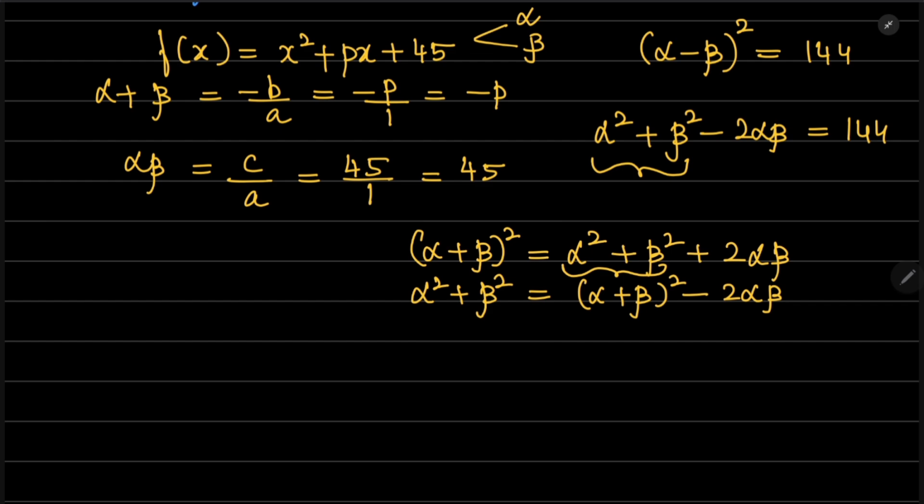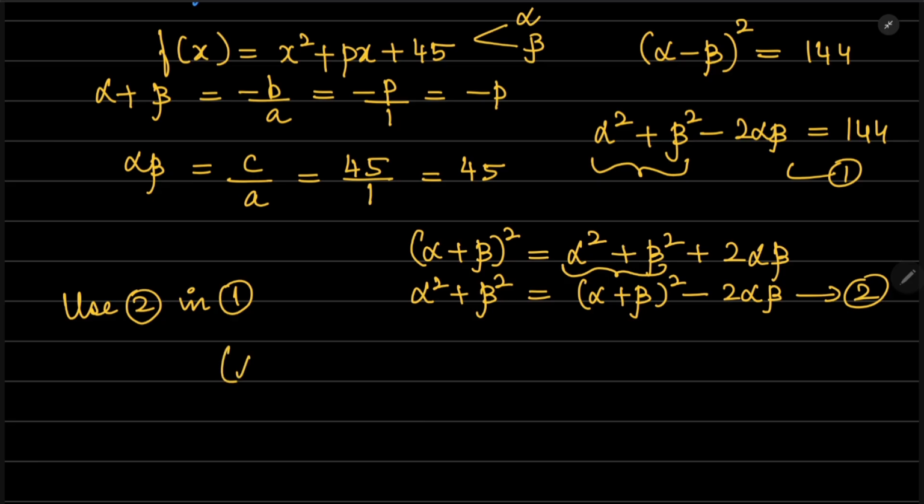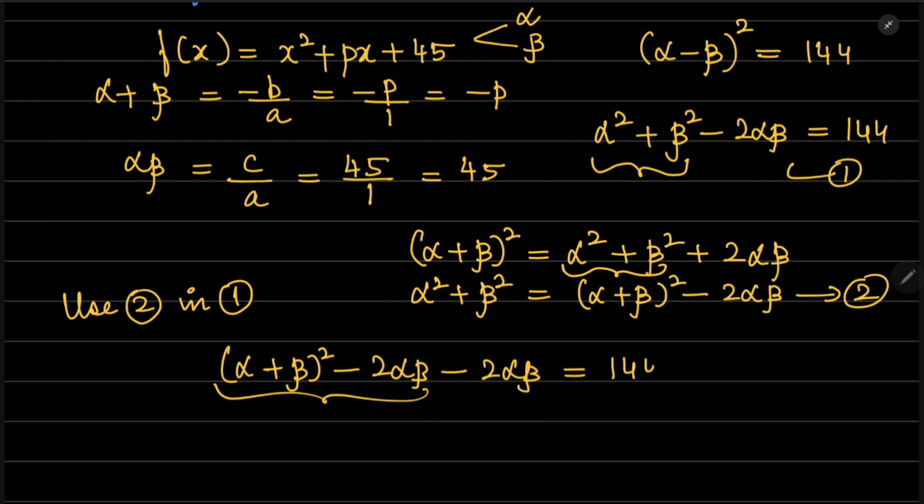Now replace it here. Let this be 1 and this be 2. Use 2 in equation 1. So it becomes alpha plus beta the whole square minus 2 alpha beta, which is the expansion for alpha square plus beta square. Then write the other minus 2 alpha beta as it is. So minus 2 alpha beta is equal to 144.